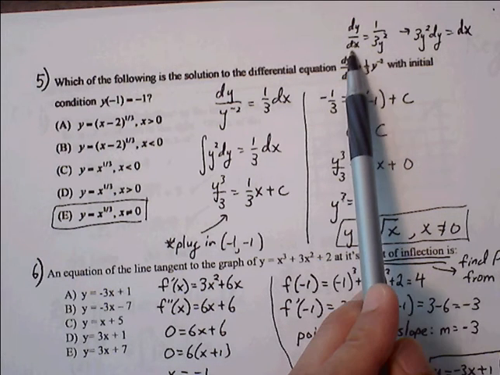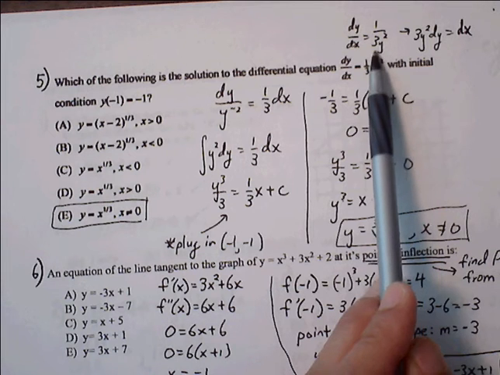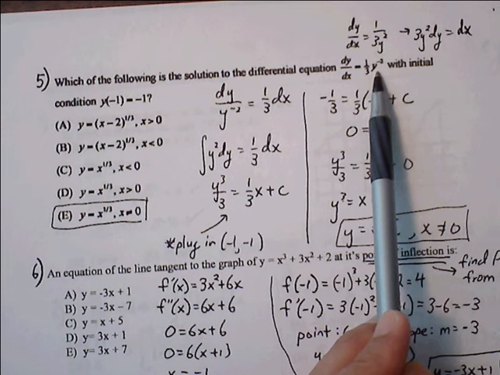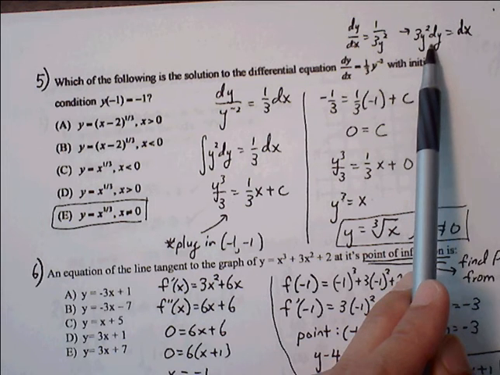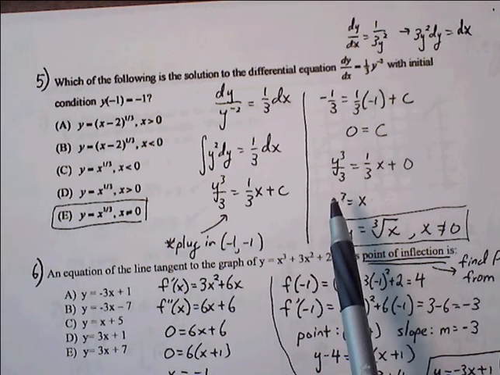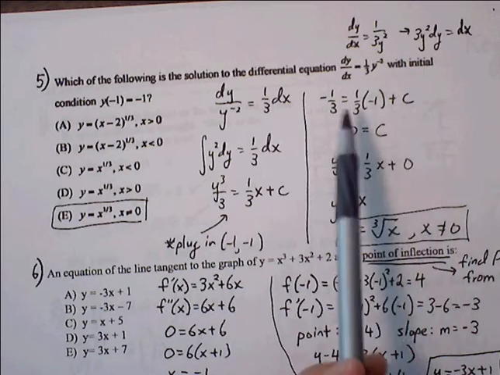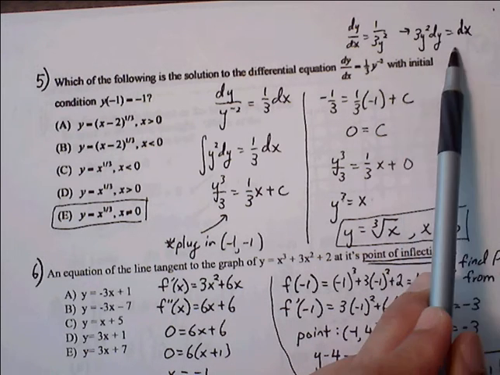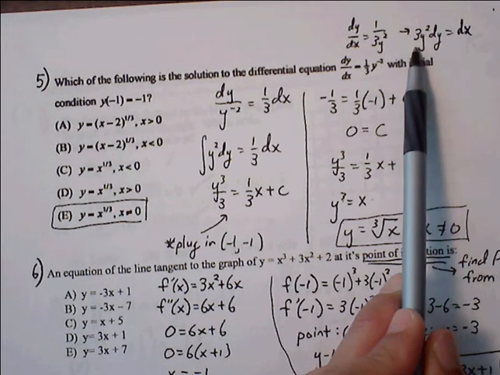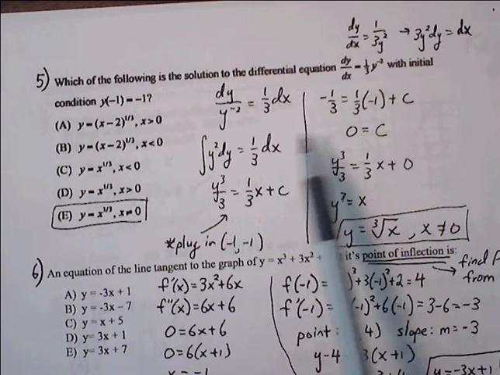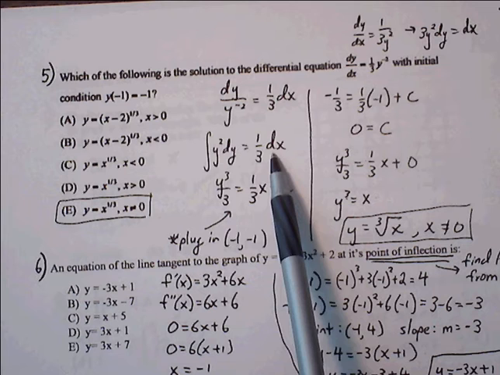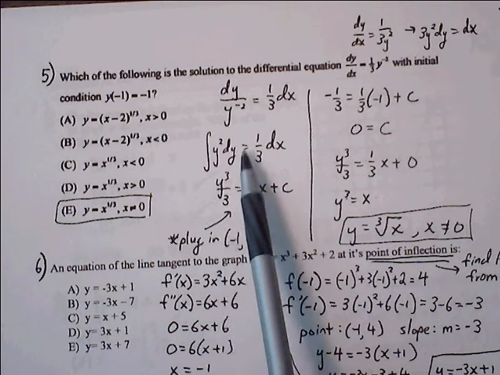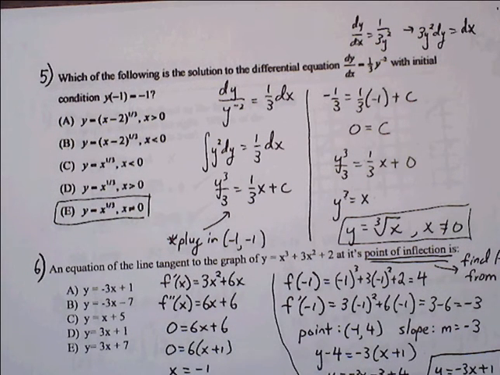We can write this as dy over dx is equal to 1 over 3y squared. And if I do cross product, I get 3y squared dy is equal to dx. Okay, and if I have that, then I'm going to go ahead and move the 3 over to the other side, and I'm going to make it integral of y squared dy is equal to 1/3 dx. Now let's go through the appropriate integral steps for each side.